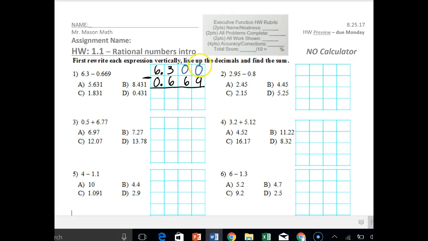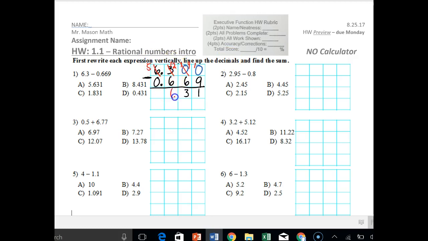So notice I can't do 0 minus 9. I can't do 0 minus 6, so I have to borrow from the 3. I'll do that now. I'll turn that into a 2, and this becomes a 10, right? But I still can't do 0 minus 9, so I borrow from the 10. I turn that into a 9, and this becomes a 10 right there. So now I have 10 minus 9, which is 1, 9 minus 6, which is 3. I can't do 2 minus 6, so I have to borrow from the 6. Turns that into a 5, and this into a 12.